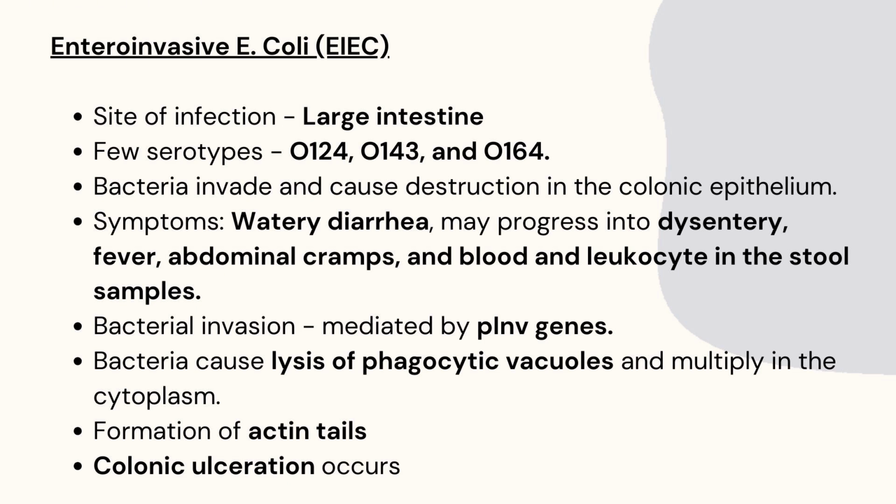The bacteria cause lysis of phagocytic vacuoles and multiply in the cytoplasm. And these bacteria also form actin tails. Actin tails are structures produced by actin-like filaments in certain pathogenic bacteria. These actin-like filaments are structural proteins. So the formation of actin tails will help the bacteria to move within the cytoplasm and across the neighboring epithelial cells. Colonic ulceration can occur. This occurs due to epithelial cell destruction with inflammatory cytokines stimulated by bacteria.